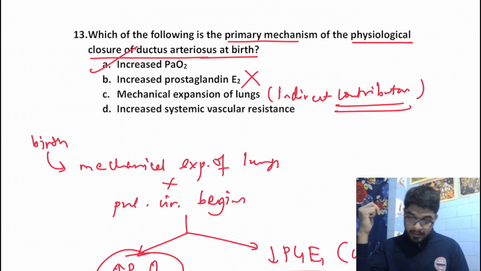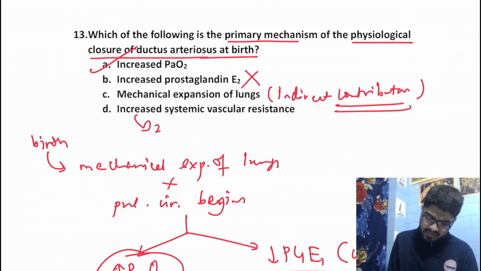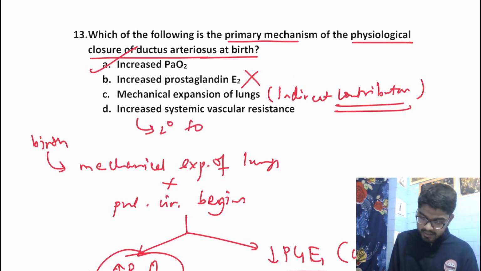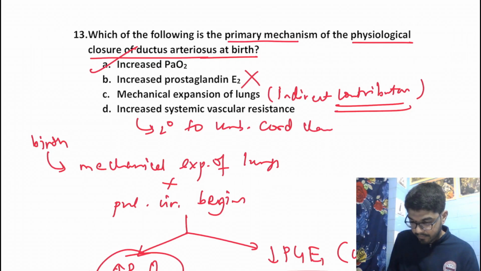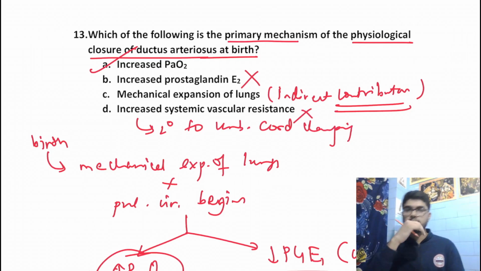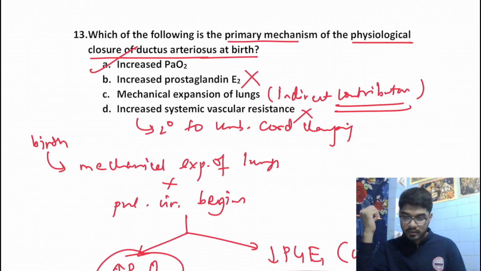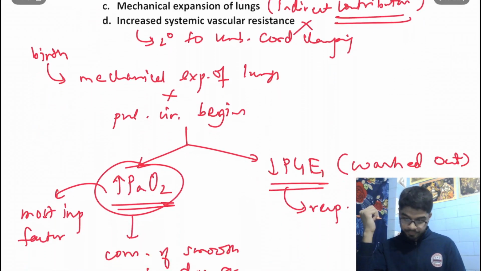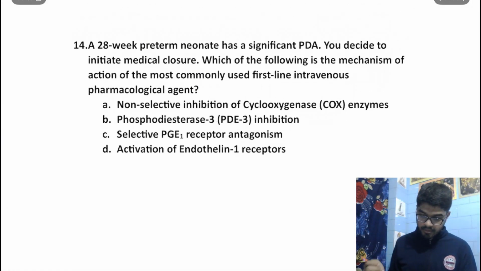Increased systemic vascular resistance occurs after birth, secondary to umbilical cord clamping, but it is not associated with primary closure of the ductus arteriosus. Moving on to the next question.